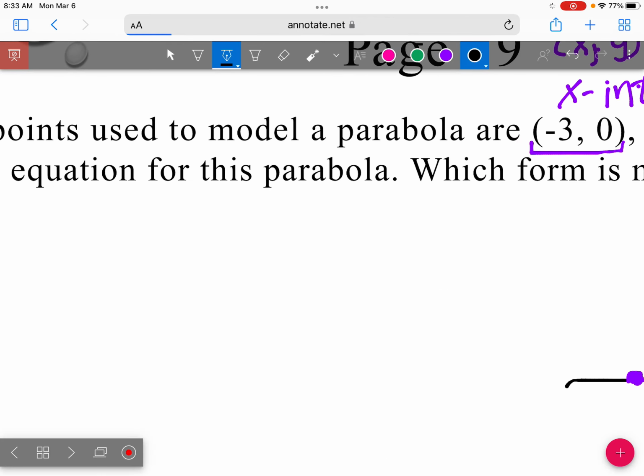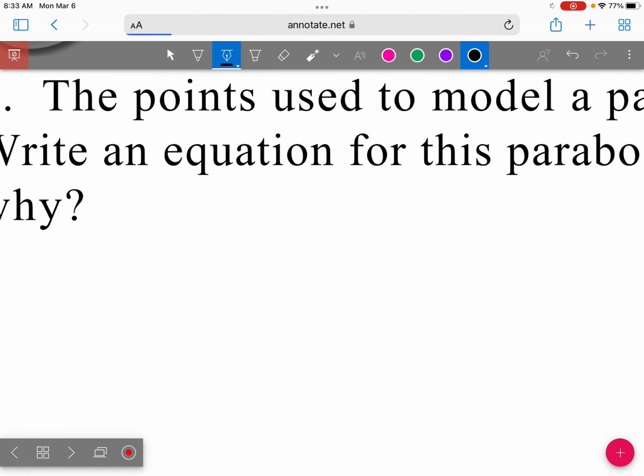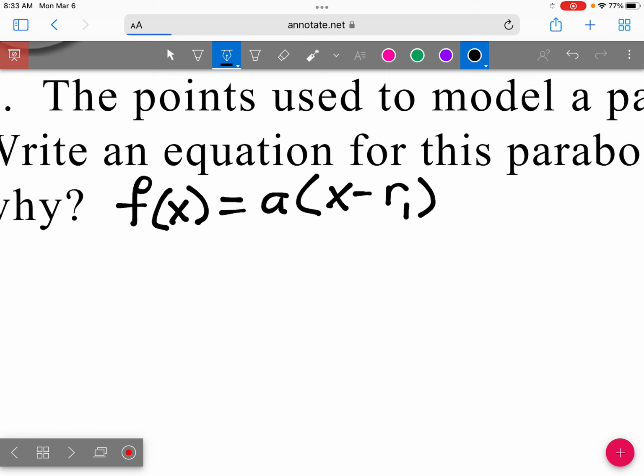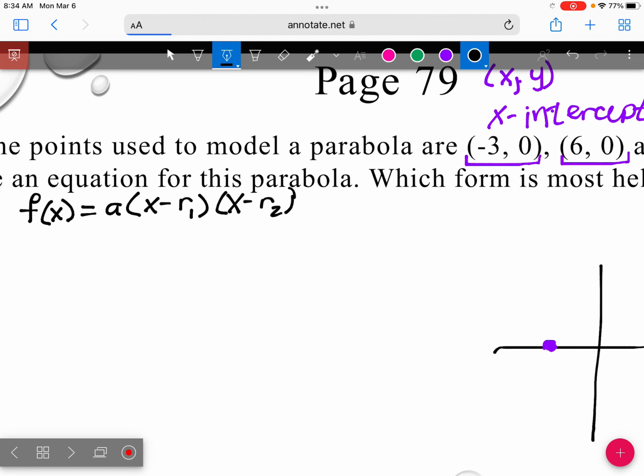I have this set to lock. I do. Huzzah. That makes it easier for me to write. So we're going to use our factored form. I'm going to put f of x, my function notation, a times x minus root 1, x minus root 2. It genuinely does not matter which is root 1 and which is root 2. But all we do is we're going to take the numbers that aren't 0.